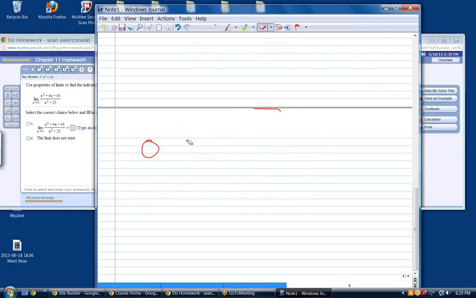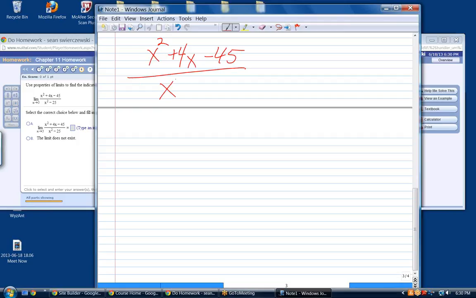So one of the solutions, the most common one, is to factor. So factor the top for me. Can you see? Yeah, you should be able to see that. Yeah, I can see it. Okay. What's the top factor? Plus 9.